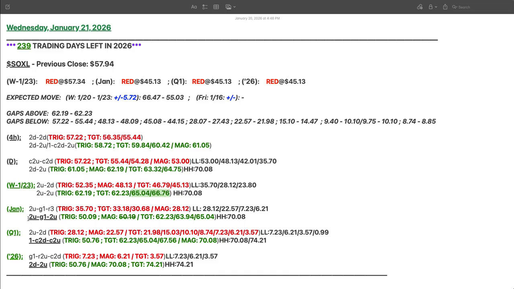We talked about on the month, we have run this 2-1-2 up strat. Triggered at 50.09, reached this magnitude of 50.19. Obviously, we're at 57.94, so we're just continuing to push for these extended targets.